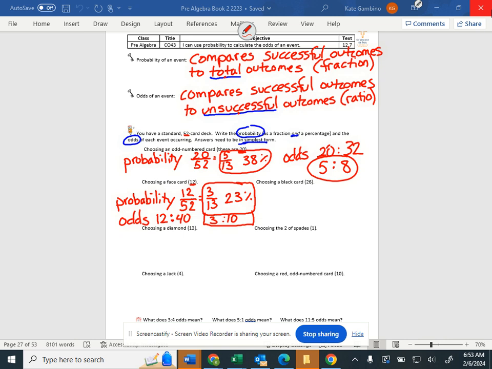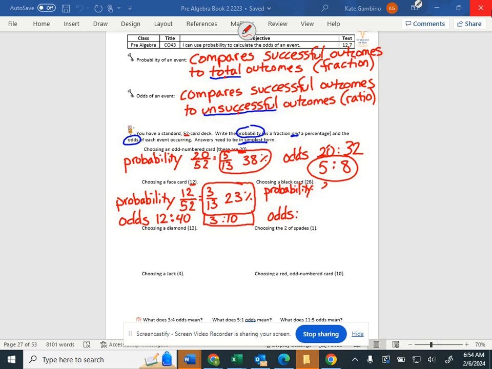So let's do one last one together, choosing a black card. So we know diamonds and hearts are red, spades and clubs are black. So there are 26 black cards out of 52 card deck. So for my probability, notice how I am labeling which one is my probability and which one is my odds. It is important that you make note of that. So when it comes time to take the test, I know that you know which one is probability and which one is the odds. So please be in the habit of labeling your probability and labeling your odds.